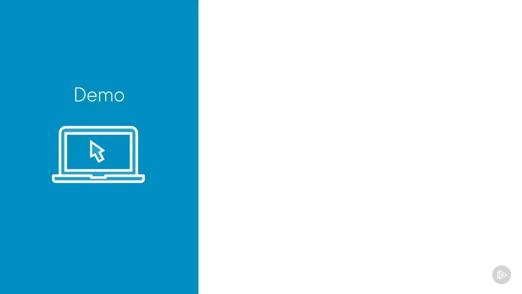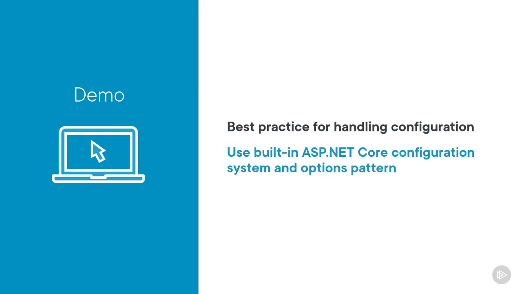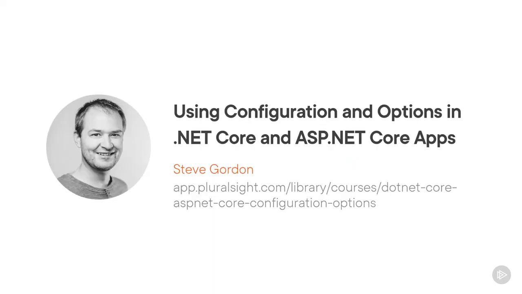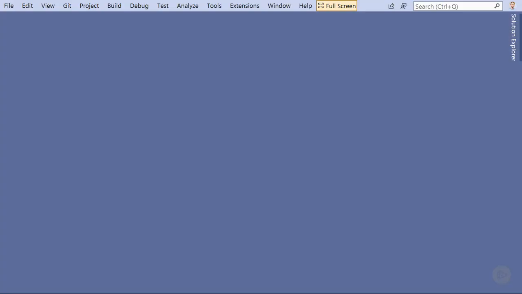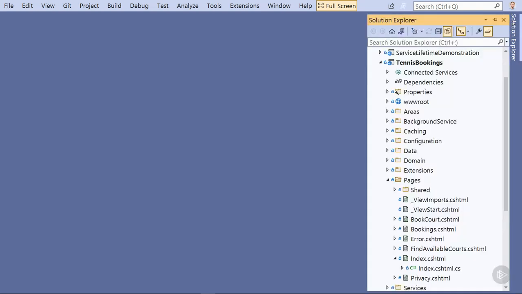Let's look at a best practice for dealing with configuration data in ASP.NET Core. To do this, we will use the built-in configuration system in ASP.NET Core along with the supported options pattern. For a complete explanation of these features, I recommend you check out my course using configuration and options in .NET Core and ASP.NET Core apps. In ASP.NET Core, the options pattern is implemented with the help of the dependency injection container.